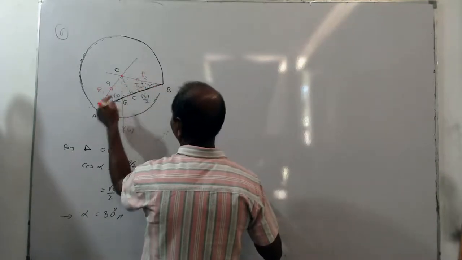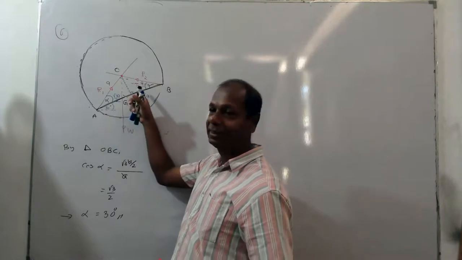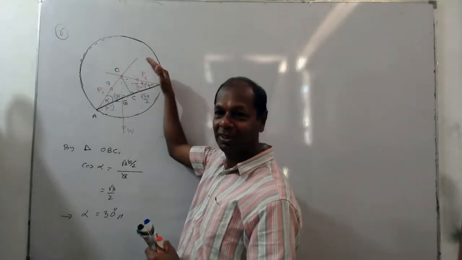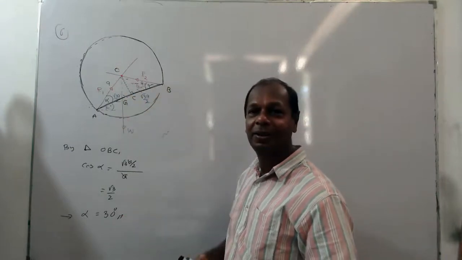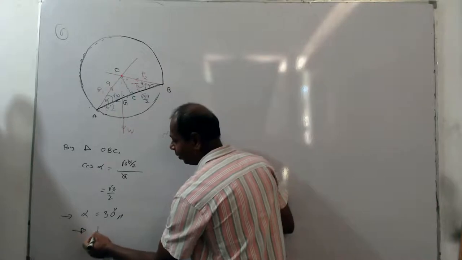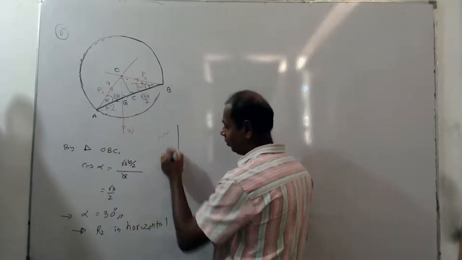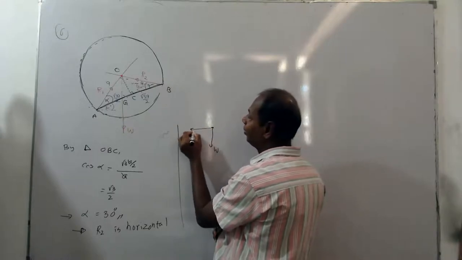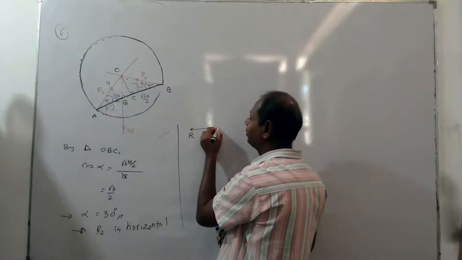With the horizontal 30 and 30, now we have alternate angles 30 and 30. If alpha is 30, that means R2 has to be horizontal. Alpha equals 30 implies R2 is horizontal. So you can draw the forces again here: W going down, R2 horizontally, and R1 goes at 60 degrees.